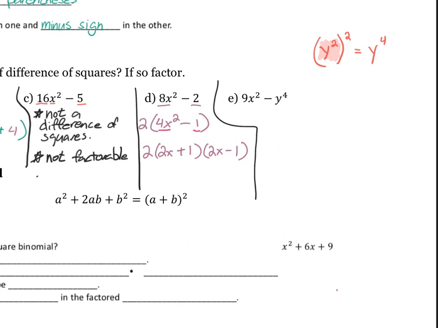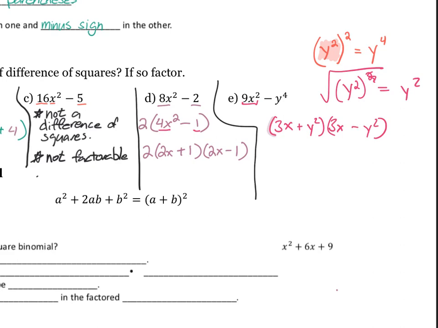So I'm going to go ahead and set up my parentheses. I'm going to take the square root of the first term, and I get 3x. And I'm going to take the square root of the last term. Well, if you think of it like y squared squared, and you take the square root, that gets rid of this here. So the square root of y to the 4th is y squared. And we have a plus, and we have a minus.